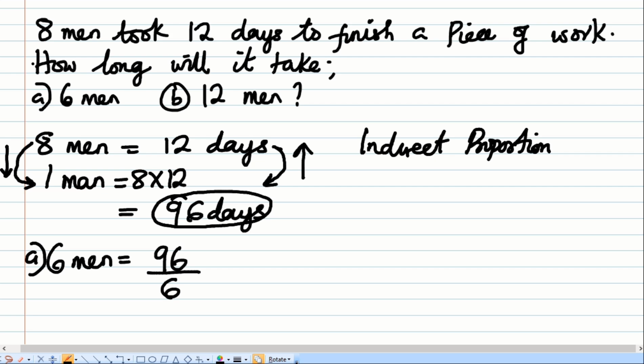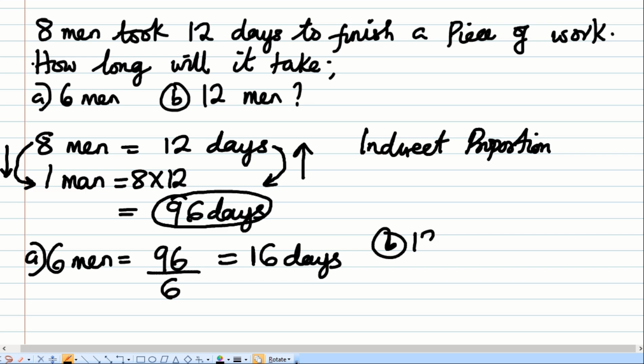So from 1 man, you can begin to find the number of men that were asked for. Once we know that 1 man will take 96 days, 6 men will share the 96 days among themselves. 12 men will share the 96 days among themselves. And you keep going like that. So let's divide. You know that 6 into 9 is 1 remainder 3, 6 into 36 is 6. So it's going to take them 16 days.